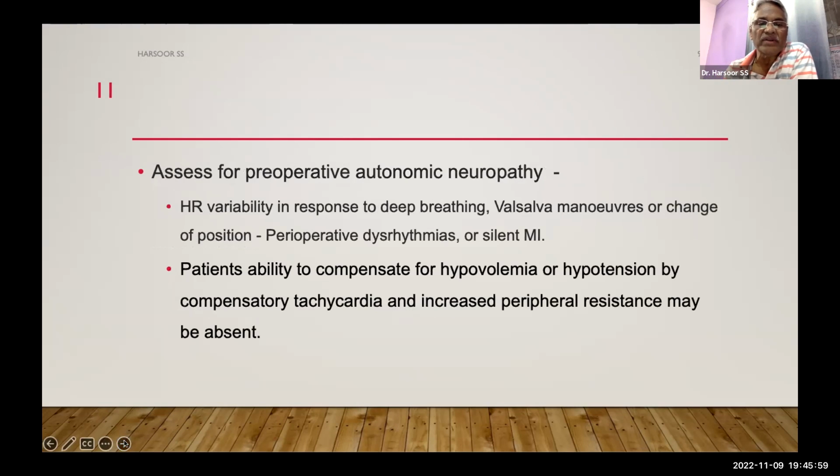And also assess for preoperative autonomic neuropathy, if there is any. Because one important thing, heart rate variability in response to either deep breathing or the Valsalva maneuver, is one of the excellent indicators of any autonomic neuropathy. Here the incidence of perioperative dysrhythmias is pretty high, or the patient may develop silent MI intraoperatively or in the perioperative period. So the patient's ability to compensate for hypovolemia or hypotension is very, very vital for us, because the compensatory tachycardia or the increased peripheral resistance, which is normally seen in otherwise non-diabetic patients, will be absent in these patients. So we should be careful to check whether such a thing exists by our preoperative examination.